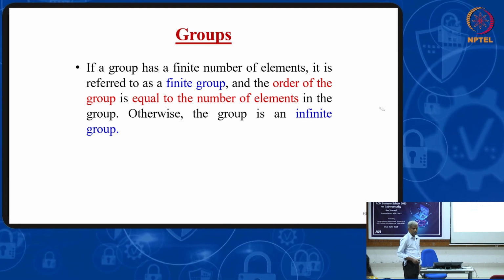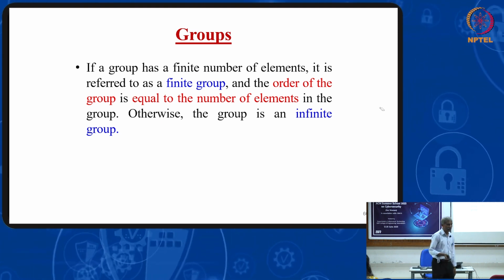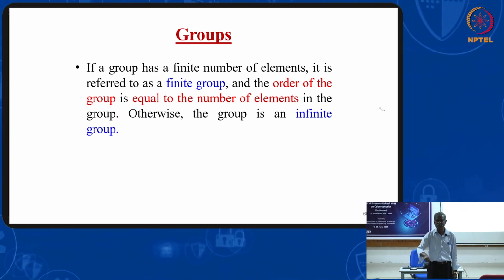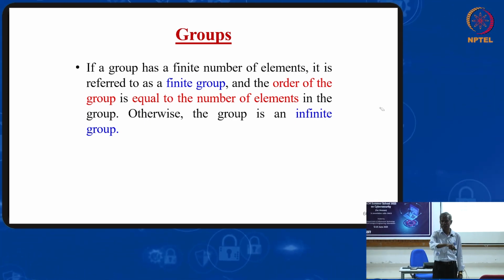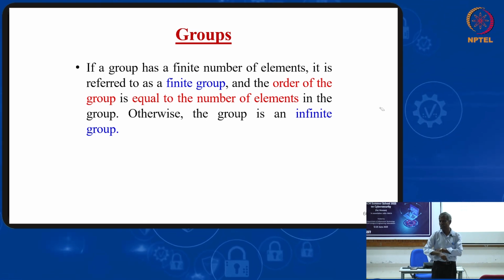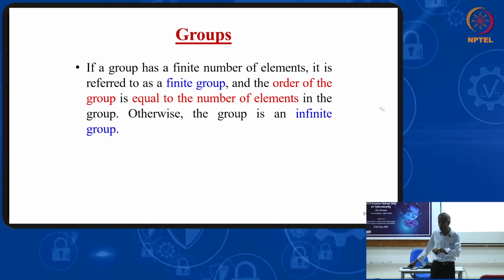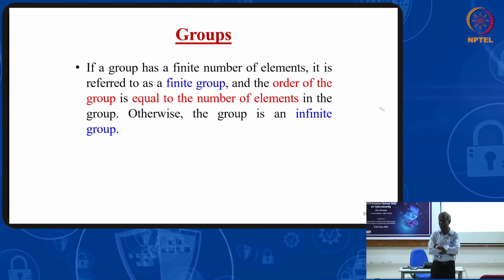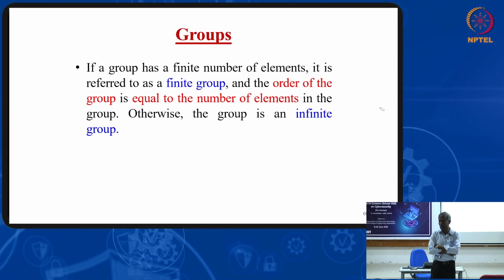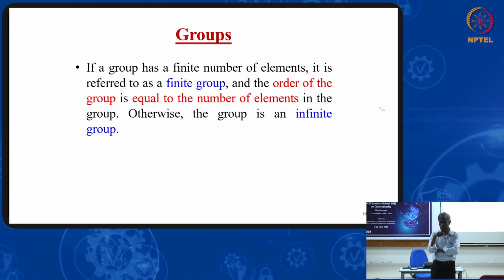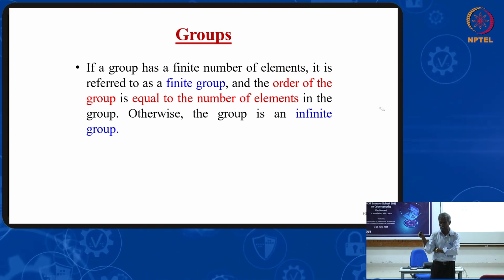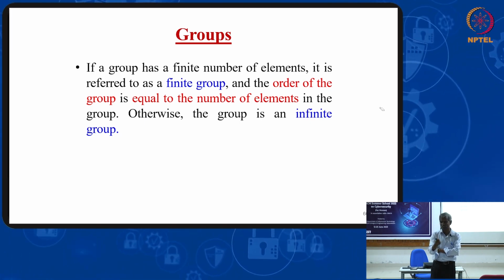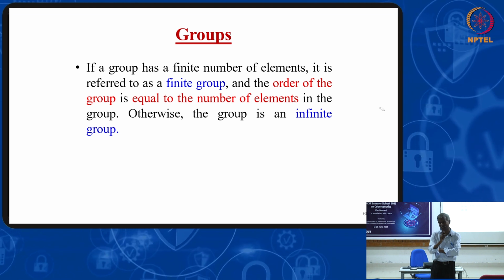A group, order of a group. If a group has a finite number of elements, it is called a finite group. If a group has an infinite number of elements, it is an infinite group. So I have shown one group with cube roots of unity. Is it a finite group or an infinite group? How many elements are there? With that, 1, omega, omega square. Only 3 elements are there. So the order of the group is 3. It is a finite group.